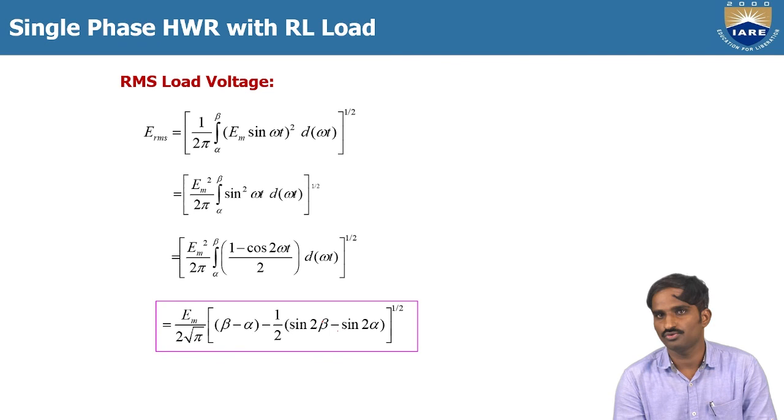In the similar way you can also find the efficiency, the power factor, and the ripple factor, similar to the previous case. The basic thing is you have to find the RMS load voltage and RMS load current.